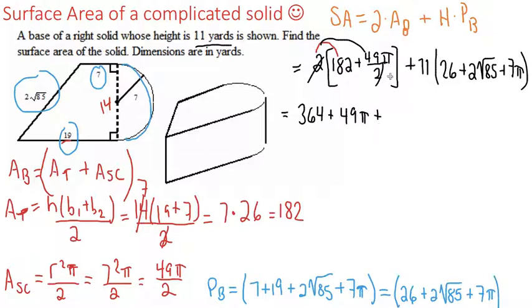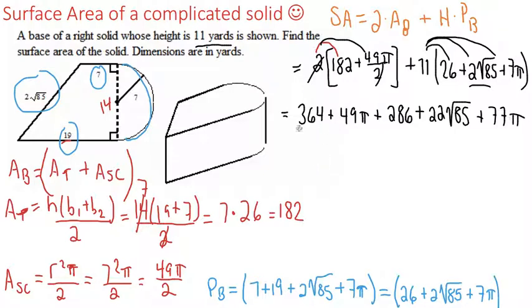And then I have 11 times 26, which is 286, plus 11 times this thing. So when I multiply these, I actually just multiply the coefficient. So 11 times 2 is 22, but then I leave the radical the same. And then finally 11 times 7 would be plus 77 pi.